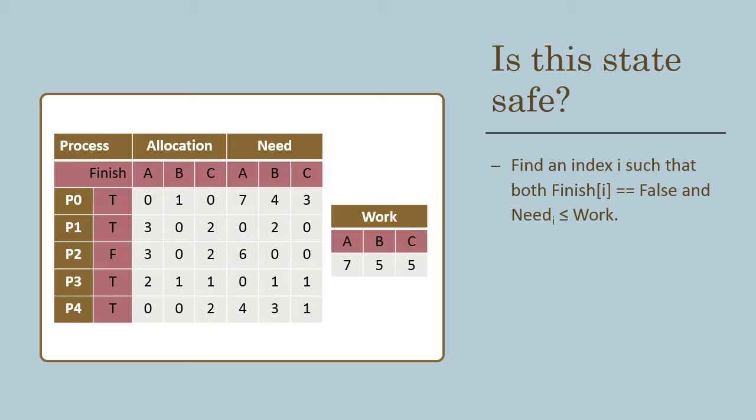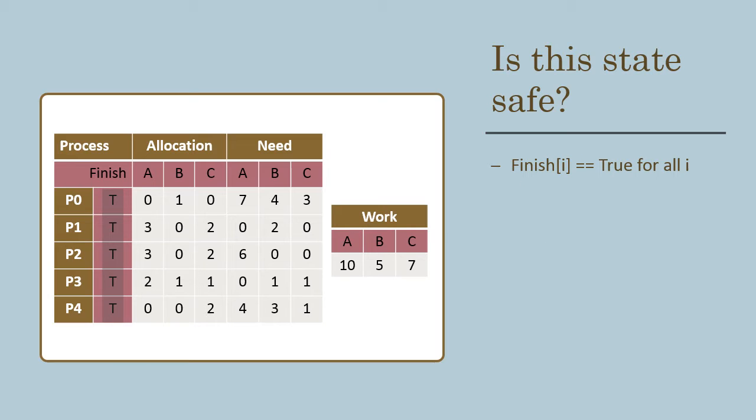Again we find an index I such that both finish I is false and need I is less than or equal to work. You can see that the only process that fulfills these conditions is P2. Need 2 is less than or equal to work. Need 2 is 600 and work is 755. So work is work plus allocation 2. Work is 755. Allocation 2 is 302. So the new work becomes 1057 and finish 2 becomes true.